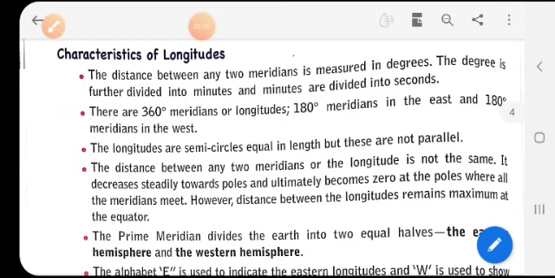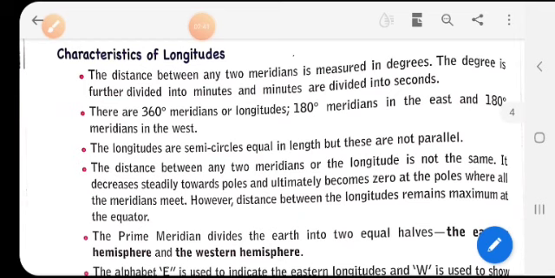The longitudes are semicircles equal in length, but these are not parallel. As you can see, these are all semicircles which go from the North Pole to the South Pole and end up there. So they don't complete the whole Earth. That is why they are semicircles in length. And these are also not parallel because they all meet at the poles.